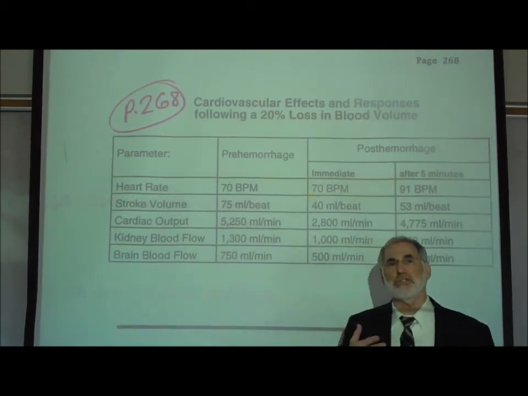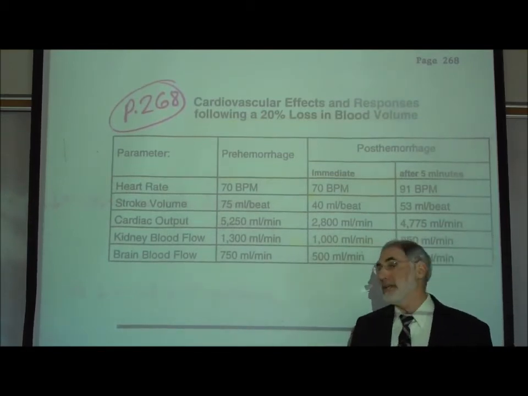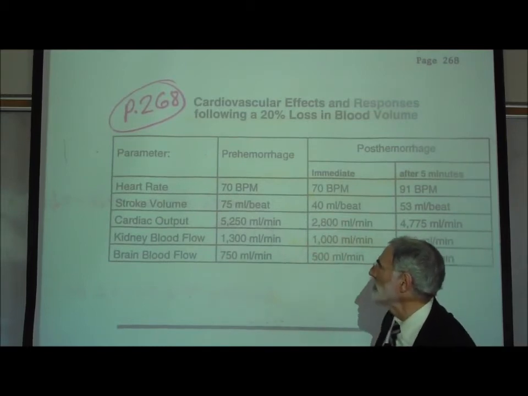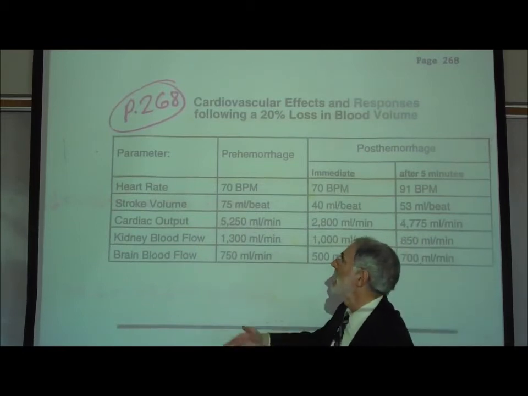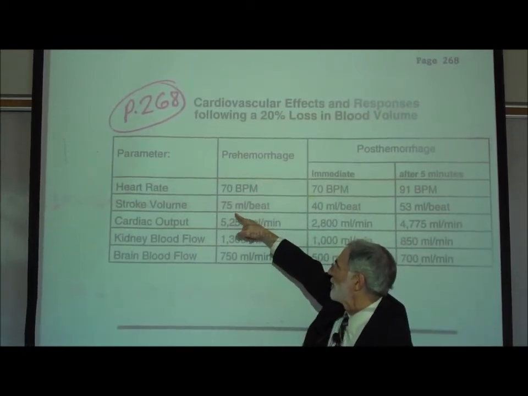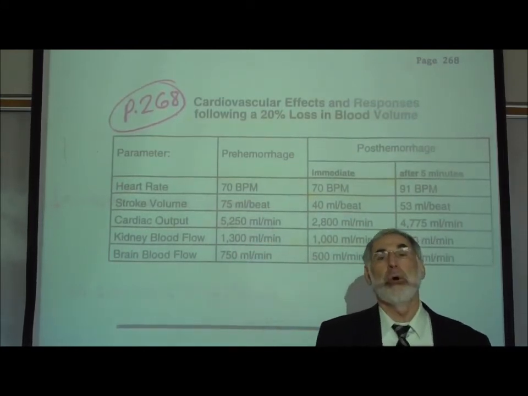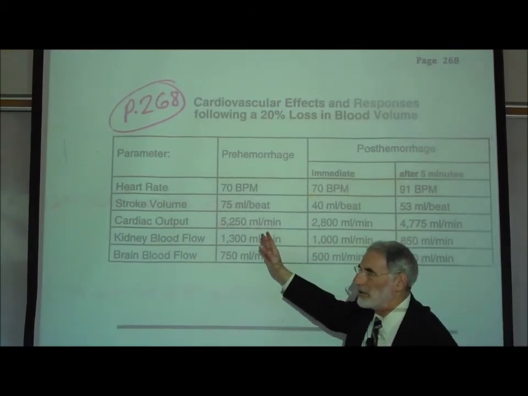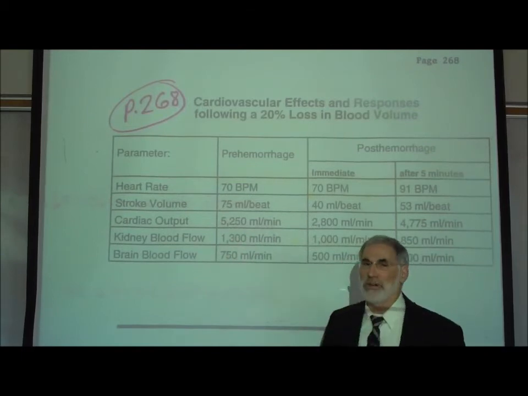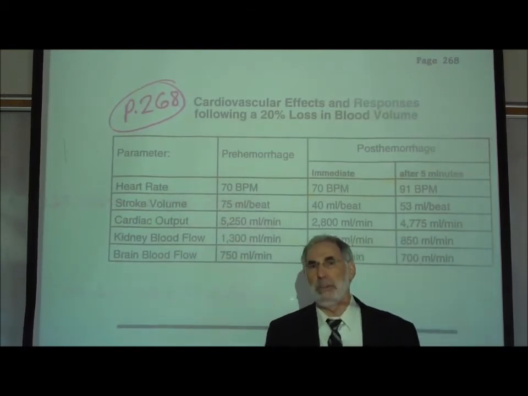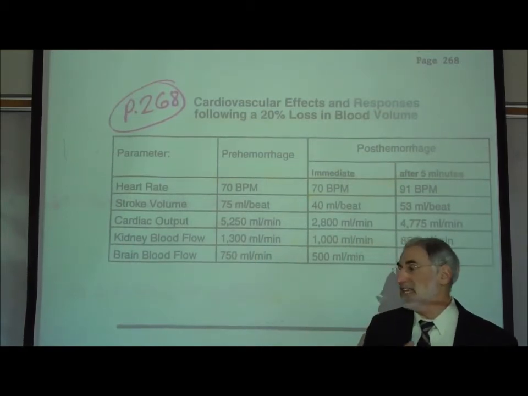The individual had a resting stroke volume of 75 milliliters per beat. We've learned normally it's about 70 milliliters per beat, totally normal. Cardiac output, remember how that's calculated. Cardiac output is simply the product of heart rate times stroke volume. If you multiply 70 times 75, you get 5,250 milliliters per minute, or 5.25 liters per minute. Totally normal cardiac output. Of that 5,250 milliliters of blood being ejected per minute, about 1,300 milliliters of blood is going to the kidneys each minute.